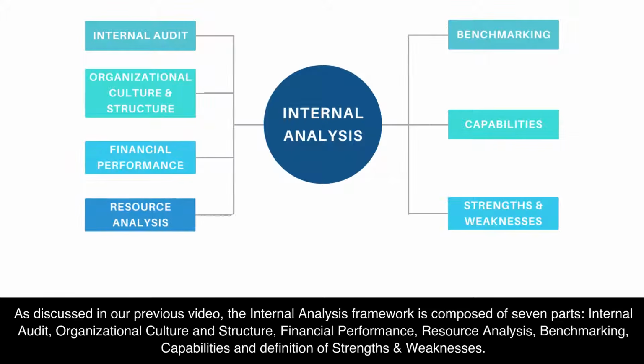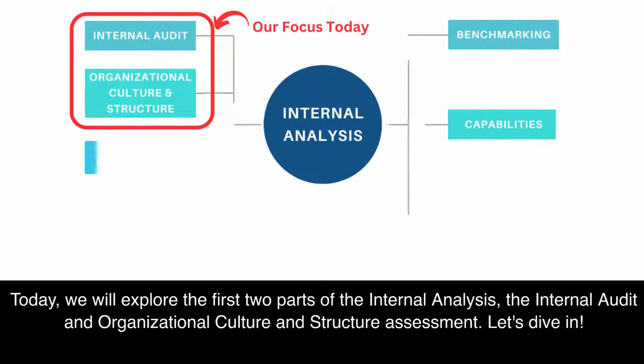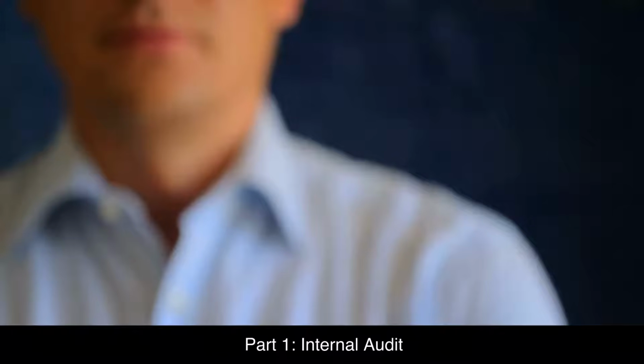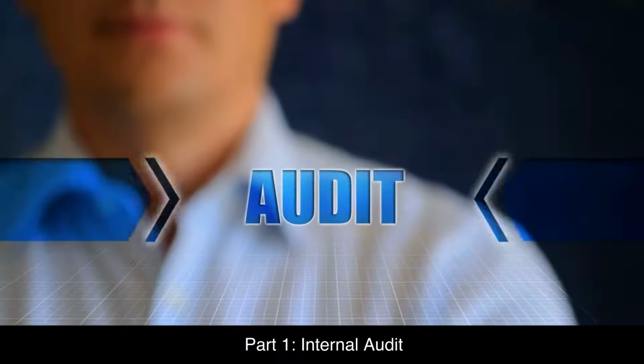As discussed in our previous video, the internal analysis framework is composed of 7 parts: internal audit, organizational culture and structure, financial performance, resource analysis, benchmarking, capabilities, and definition of strengths and weaknesses. Today, we will explore the first 2 parts of the internal analysis, the internal audit and organizational culture and structure assessment. Let's dive in. Part 1, Internal Audit.